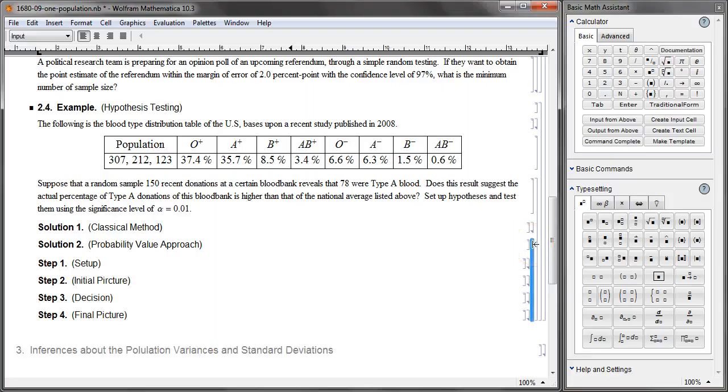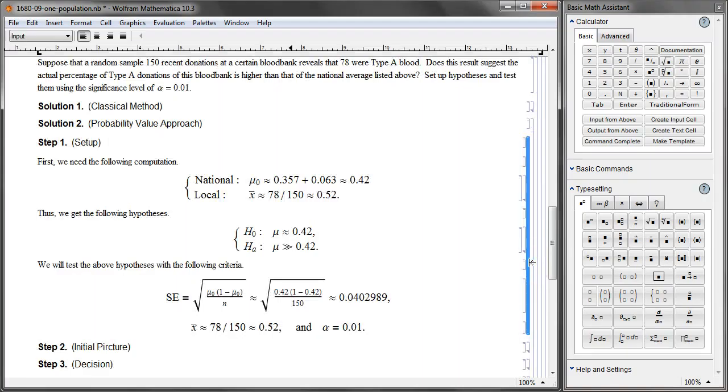We can do the same thing using the probability value approach. Setup is the same. 0.42 is the computation I got for national, and 0.52 is the computation I got for local. The null hypothesis, the real population proportion, excuse me, should be 0.42. Alternative hypothesis, well, we observe 0.52, that's bigger. So we think the real proportion is significantly bigger than 0.42.